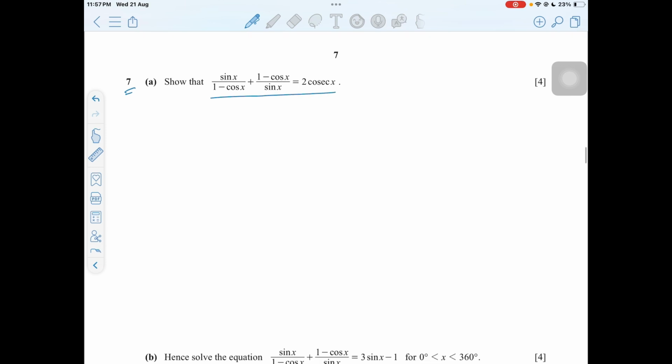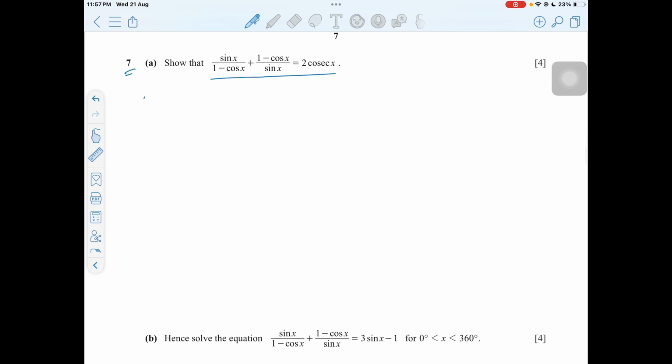So let's just do it. So this would be sine x. We have to take the LCM. This sine x would be multiplied by again sine x. This would be multiplied by 1 minus cos x. So this would be sine x plus 1 minus cos x whole squared, and this would be 1 minus cos x sine x.